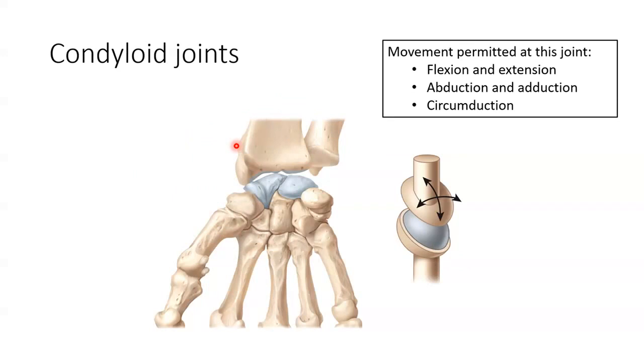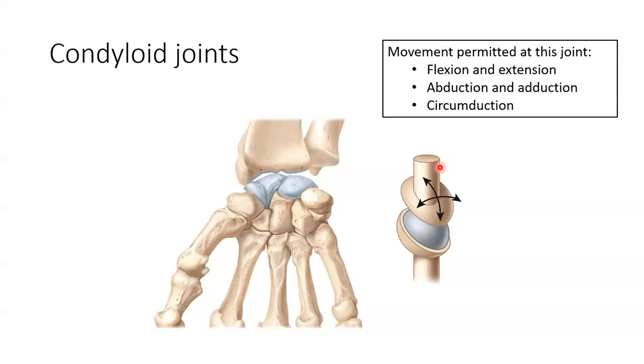In a condyloid joint, the convex oval-shaped projection of one bone will fit into the oval-shaped depression of another bone. So we've got our projection here fitting into that rounded depression here. A condyloid joint permits movement around two different axes. So for example, flexion and extension one way, and then abduction and adduction around the other. Combining these movements, we can also have some very limited circumduction, which is kind of like combining all of those movements and moving in a bit of a circle.